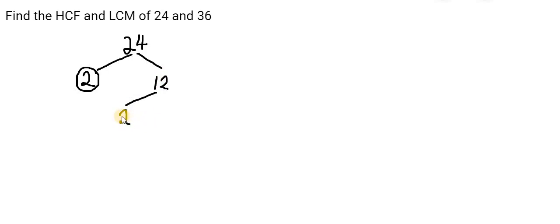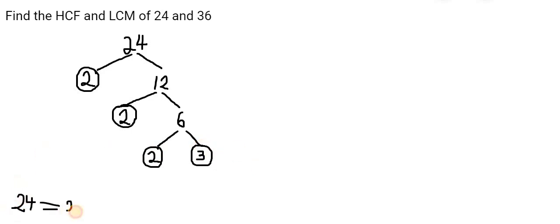The number that goes with 2 to get 12 is 6. 2 is an even number, and it's also a prime number, so we circle 2. 6 is an even number. It's not a prime number. So 2 is a factor. The number that goes with 2 to make 6 is 3. They're both prime numbers, so we circle them and stop there. So 24 is 2 times 2 times 2 times 3.